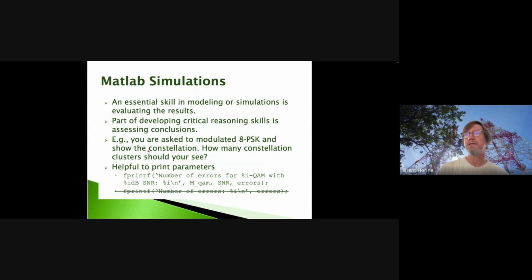And here's this example, right? So you're asked to modulate an 8 PSK and show the constellation. So how many constellation clusters should you see? You should see 8, right? And a few of y'all ended up with just 2, right? And the reason behind that is a mismatch in how you generated the input data and what you specified in the modulator, right?